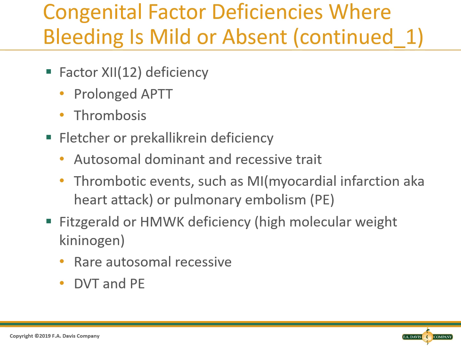We also have Fitzgerald or HMWK deficiency. HMWK is high molecular weight kininogen. This is a rare autosomal recessive condition, and this particular deficiency may cause DVT or deep vein thrombosis or pulmonary embolism, as I just mentioned, which is a blood clot that forms in the lung.